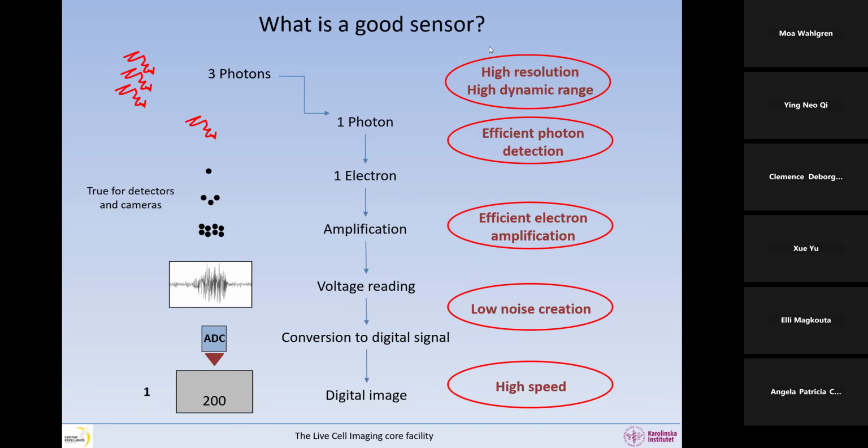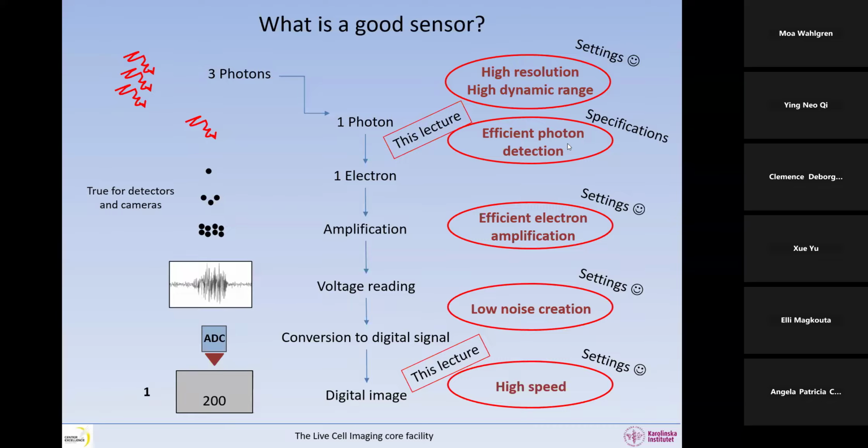And then we would like to have a high resolution and a high dynamic range. So high resolution, now you know that for a camera, what it means we would like to have small pixels, but we'd like to have also a high dynamic range. So I'm going to talk about this. The photon detection, how efficient the photon detection is, depends on the specification of your sensor. So once you have the sensor, you can't do much about this. But everything else depends on the settings, and that's good. It means we can influence it. It also means that we need to know what we're doing when you're setting the things. So in this lecture, I'm going to talk about this and a little bit about speed very briefly.